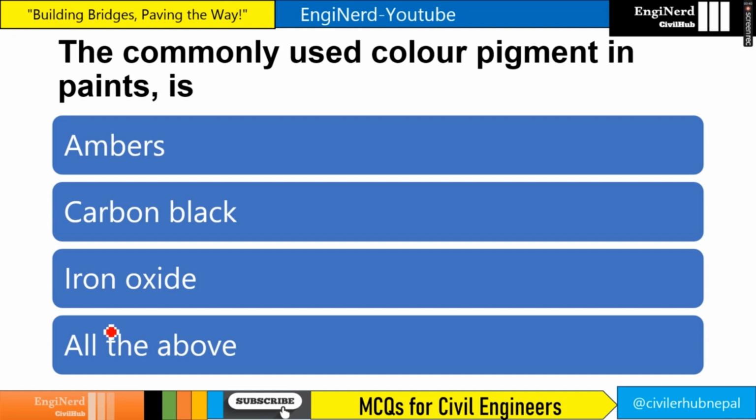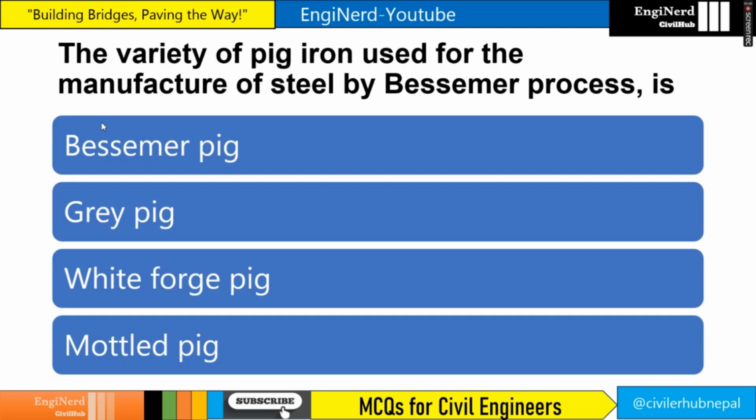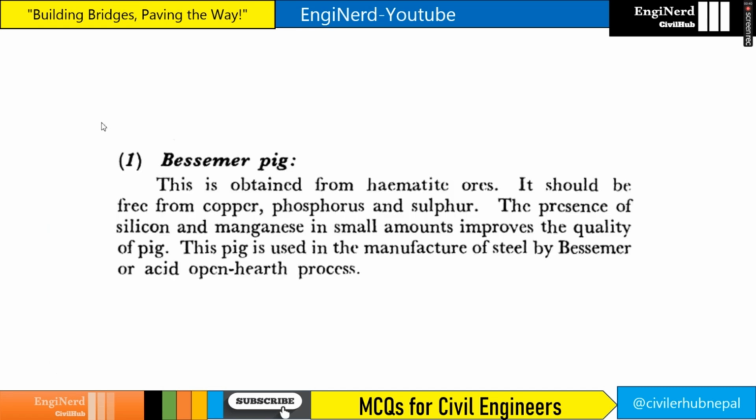The commonly used color pigments in paints are amber, carbon black, iron oxide, and all of the above. The answer is all of the above. The variety of pig iron used for the manufacture of steel by the Bessemer process is Bessemer pig, right? This pig is used in the manufacture of steel by the Bessemer or acid open earth process.